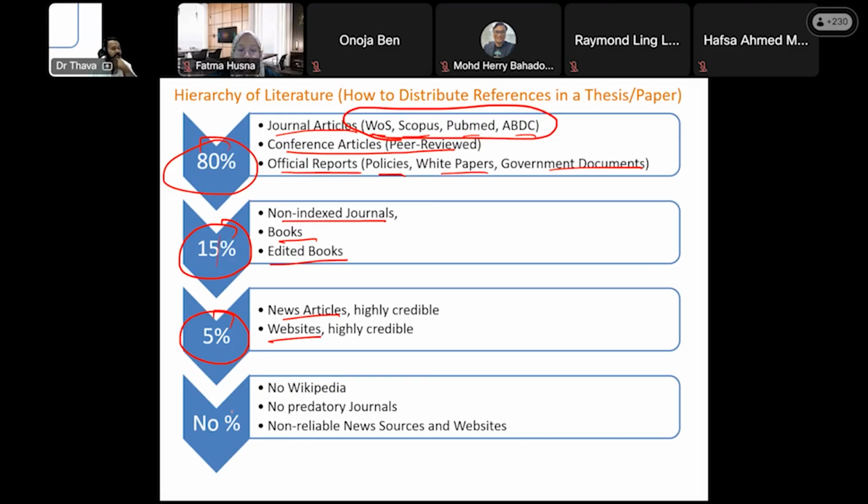And no percentage of Wikipedia, predatory journals, non-reliable news sources and websites. Now, with the emergence of AI, we are having a lot of predatory journals because those are all open access, easy for AI to learn. Most of the top-end Web of Science and Scopus journals are all behind paywall, like Elsevier, Science Direct, Emerald, Sage, IEEE. All these top journals are behind paywall, which AI cannot access.